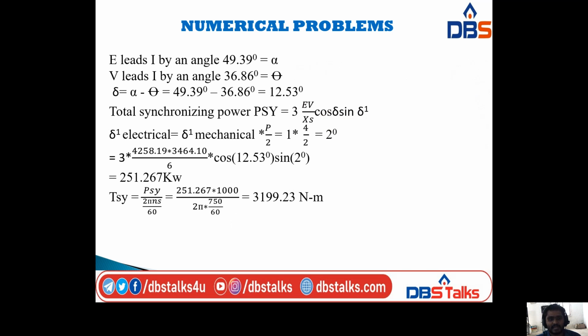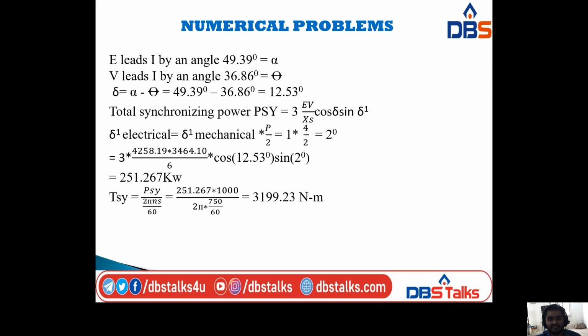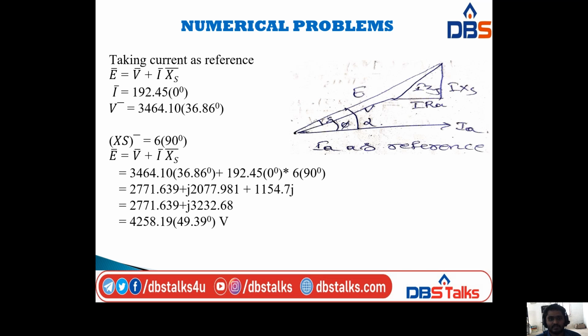In this problem they have already given that E leads IA by an angle alpha and V leads I by an angle phi. From this diagram we will write the equation: E bar is equal to V bar plus I bar into XS bar. We already know I is equal to 192.45.